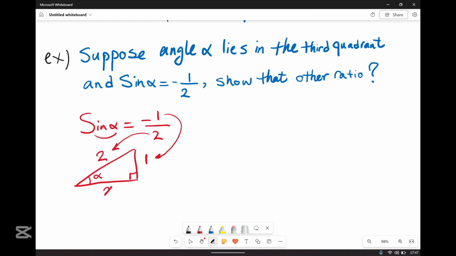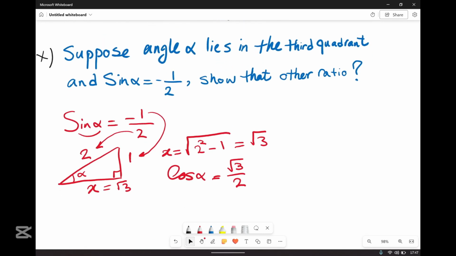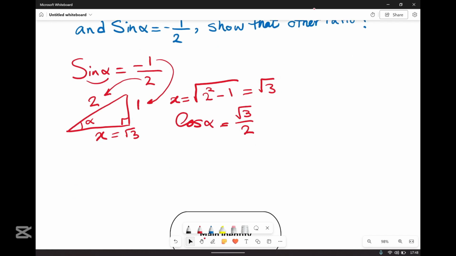How can we solve for x? Immediately you know this can be calculated by the Pythagorean theorem: 2 squared minus 1 squared, which is the square root of 3. Therefore, this is the square root of 3. The cosine of alpha is adjacent over hypotenuse, which is square root of 3 divided by 2. What is so important is that we are in the third quadrant. In the third quadrant, guys, you must consider that x is minus, and the answer of this is minus.